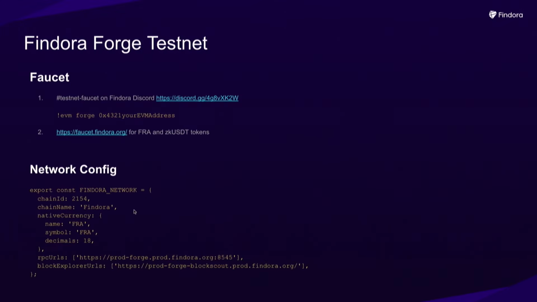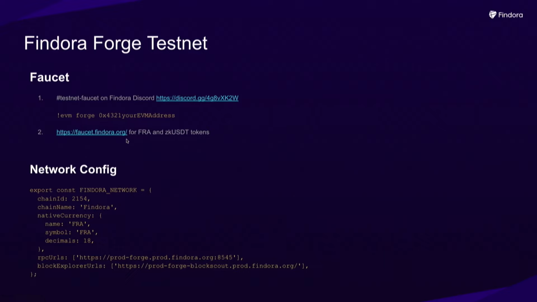Then we come to the Findora Forge testnet. So this testnet has all the features available you need to use with the privacy routing SDK. There's a faucet running on a Discord channel called testnet faucet on the Findora Discord server, and you can type this command with your address, and you can receive Findora tokens on the EVM.